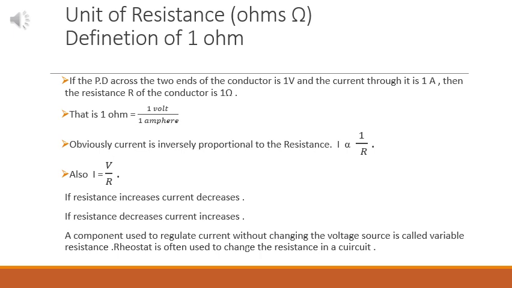That means if resistance increases, current decreases. If resistance decreases, current increases. So they are said to be inversely proportional. If there is more restriction, then less current will flow. If there is less restriction, more current will flow. A component used to regulate current without changing voltage source is called variable resistance. And a rheostat is often used to change the resistance in a circuit.